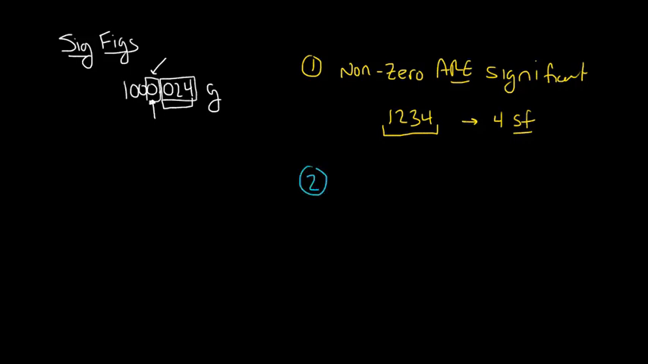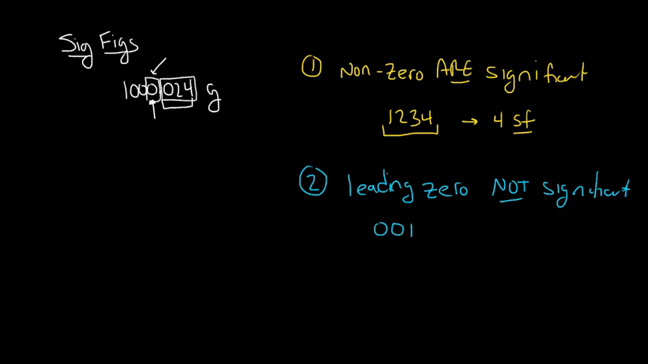Our second rule is that leading zeros, so these are zeros that come before any non-zero, are not significant. For example, if I had a number like 001234, then these zeros coming out front are not significant. So these 2 zeros are not significant, so this number has 4 sig figs, because all non-zeros are significant.